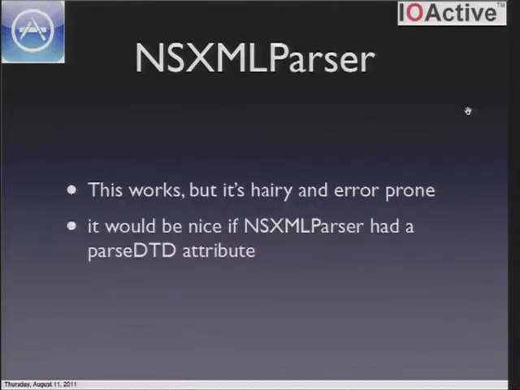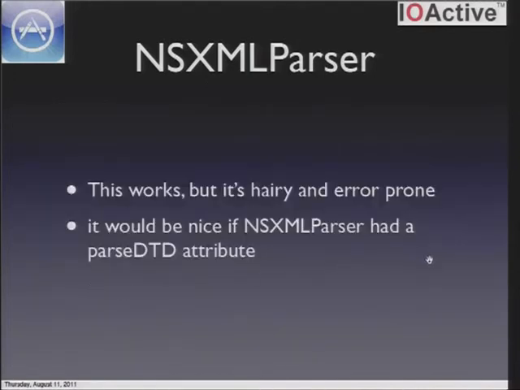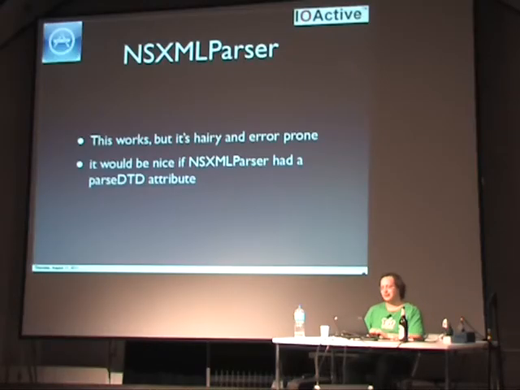It works. It's kind of hairy. It's error-prone. Developers sometimes forget stuff, and if you forget to declare any one of these, then it might still be possible. So, hairy, error-prone. It should be easier. There should be a simple attribute in the NSXML parser object where you say, "Don't do DDTs." That would be ideal.